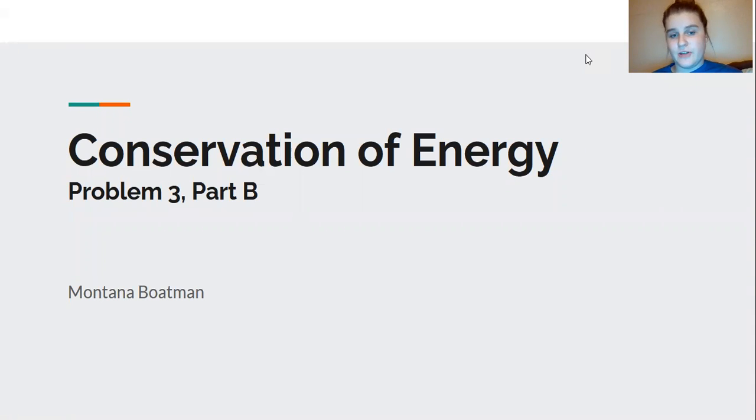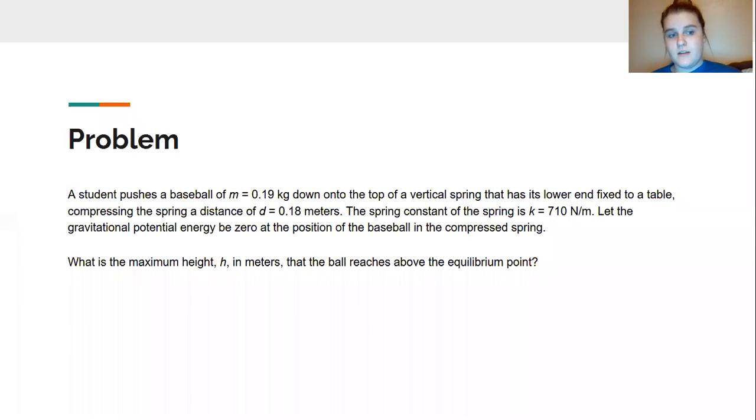So this is my explainer video for the conservation of energy problem on Expert TA. It's number 3, part B. The problem states, a student pushes a baseball of m equals 0.19 kilograms down onto the top of a vertical spring that has its lower end fixed to a table, compressing the spring a distance of 0.18 meters. The spring constant of the spring is 710 newtons per meter, and it says let the gravitational potential energy be 0 at the position of the baseball in the compressed spring.